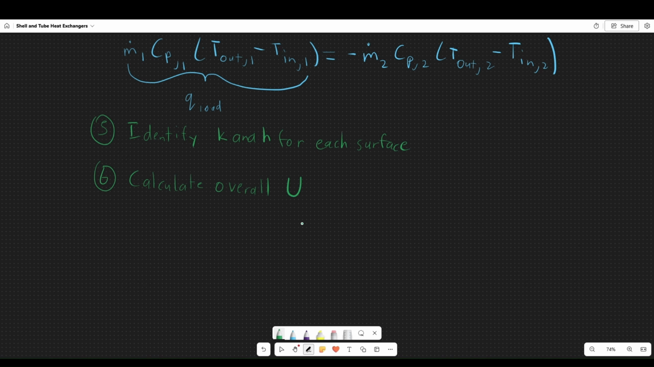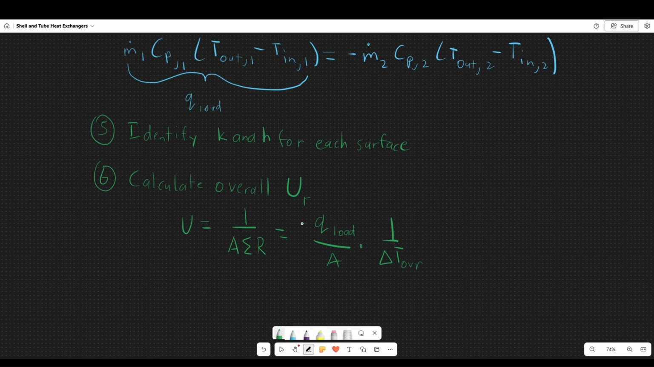So this would be U. Here I'll put UR. And you might remember from our first video that the way to calculate this is U equals 1 over the area of the pipe times the sum of all the resistances. Or you could also write this as the Q load divided by area times 1 over delta T overall.